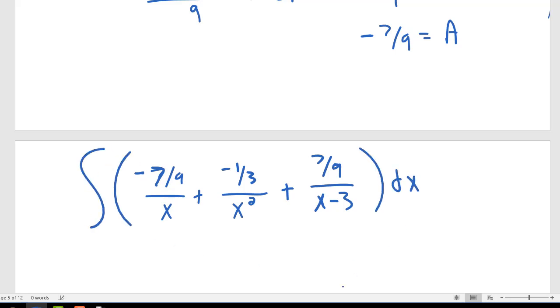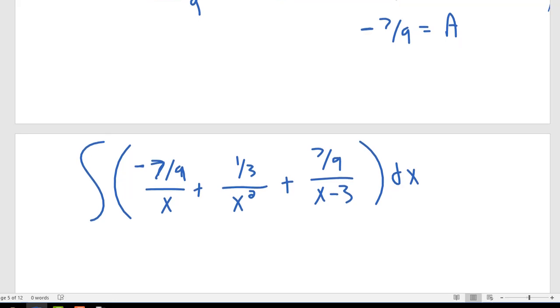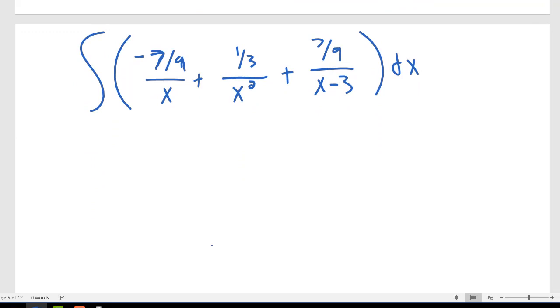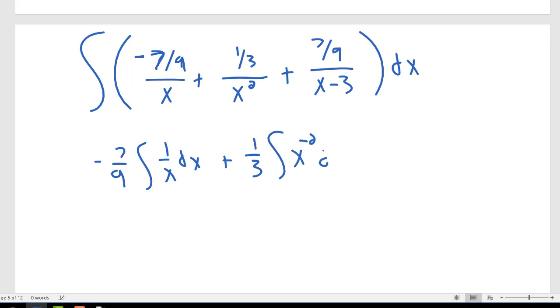So we're finally back to the calculus. We just did quite a bit of work to decompose our original fraction. We have decomposed into this form, and now I'm going to evaluate each integral separately. So the first integral is going to be negative 7/9 times the integral of 1 over x dx. And then I'm going to have 1/3 the integral. Let me stop for a second. This is 1 over x squared, which is x to the negative 2. And then I'm going to have plus 7/9 the integral of 1 over x minus 3.